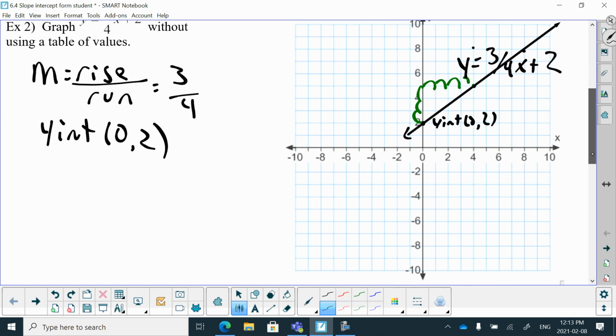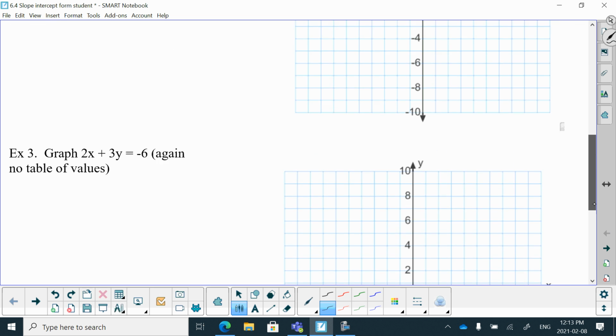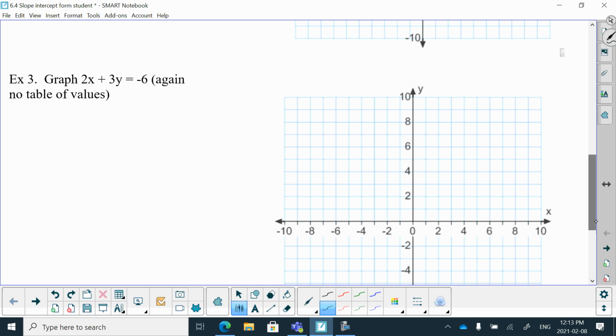Let's see what else we've got on here. We have another one. Example 3. Graph 2x plus 3y equals negative 6. Again, no table of values.